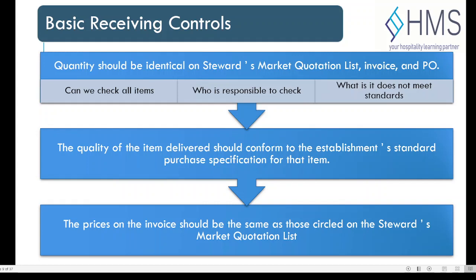So usually when the purchaser is checking the price market list, they adjust the prices based on the current market prices. Or if we have never bought the item, then usually the chef will just put an estimate price. So the better way is to match against the PO, not with the standard quotation list. Right, so that's the basic receiving control. There's not much of the controls there.